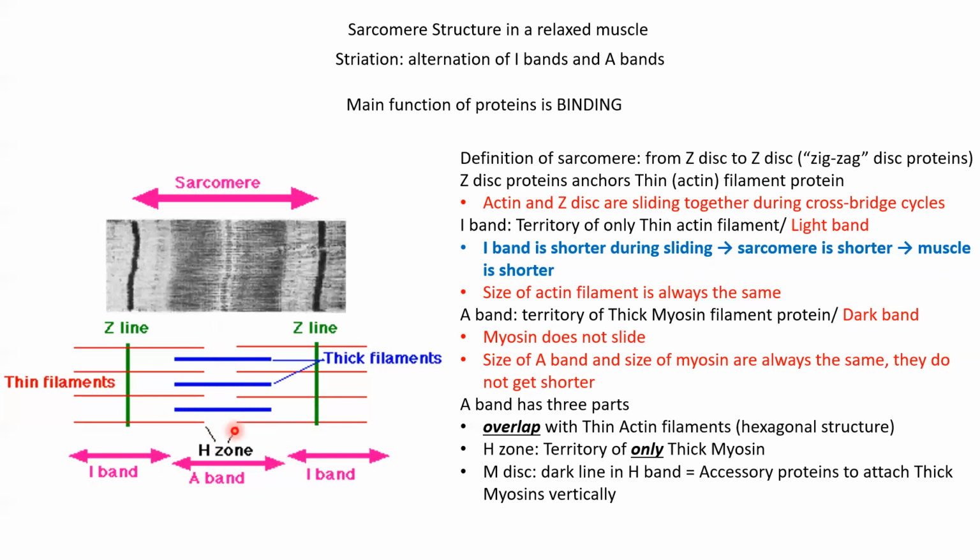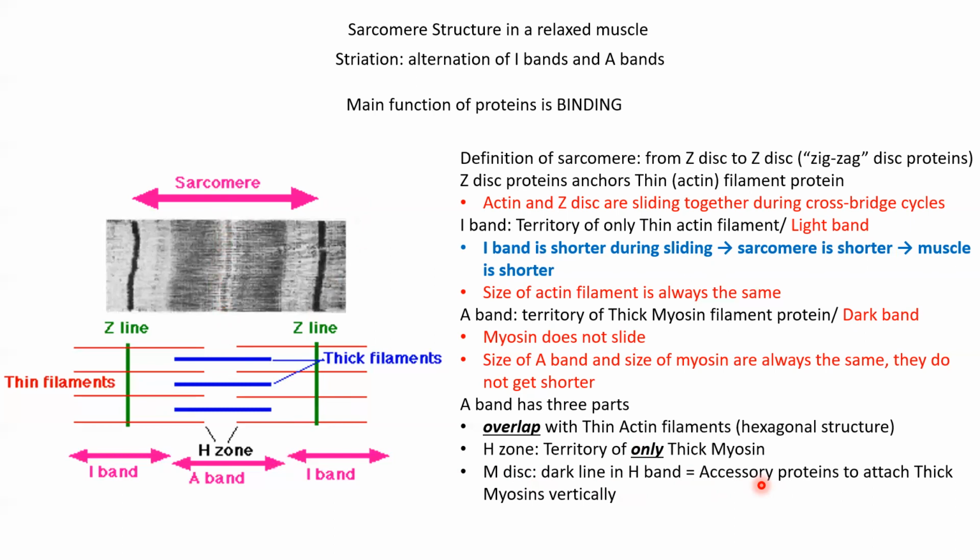Then the H zone, again in the relaxed sarcomere, where there was no overlap, all you see is only myosin. And then the M disc, which looks a little bit whitish on this image, and then the M disc is the dark band in the center. And guys, this is all proteins, just make sure that you understand. The M discs represent accessory proteins that are binding the myosin filaments vertically with each other, so that myosin cannot slide.